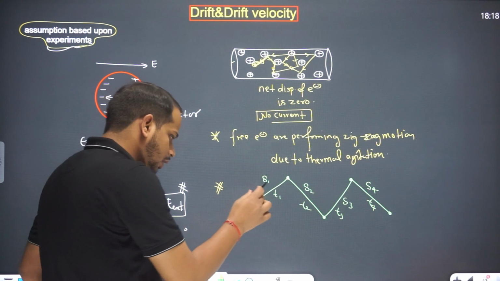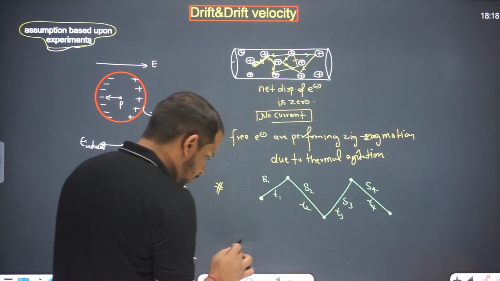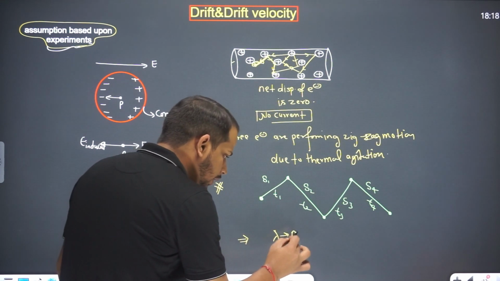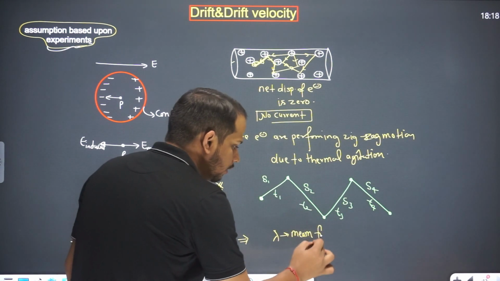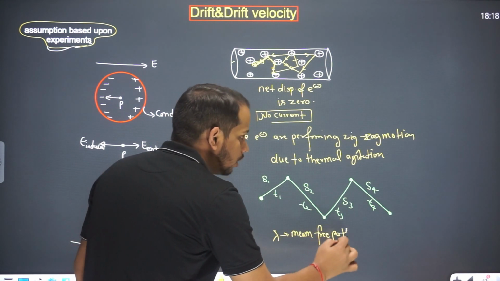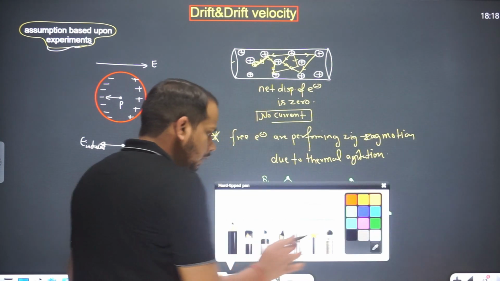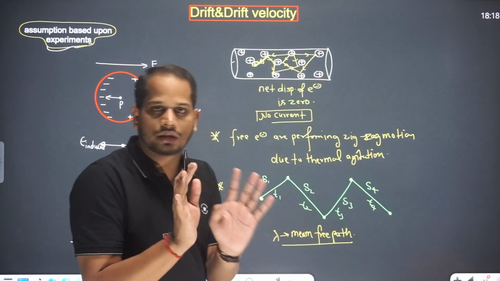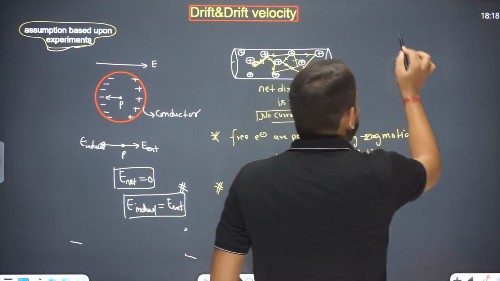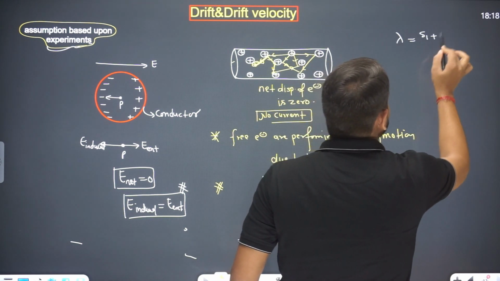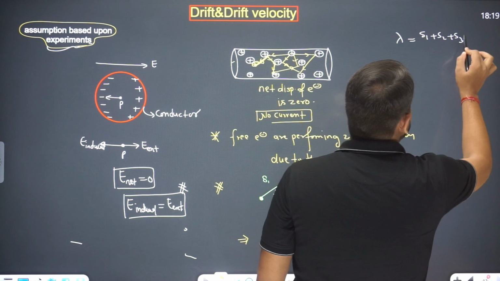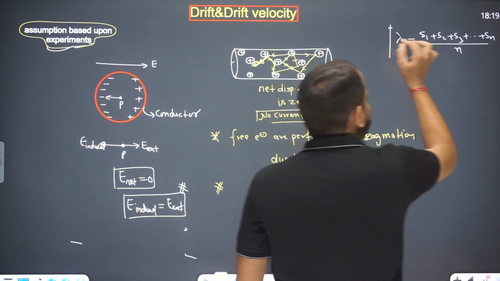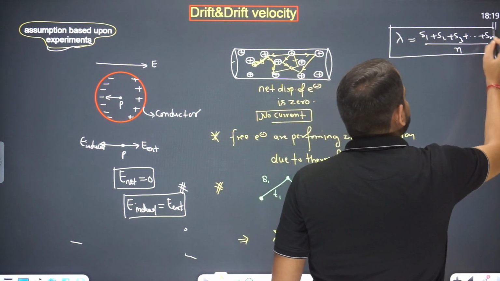So what will we say in this one? Lambda is called the mean free path. What did I say about the mean free path? It's the mean of all the free paths. Simply, you can say it's an average, right? So lambda is equal to the average, which is S1 plus S2 plus S3 plus dot dot dot Sn divided by n. This is lambda, that is called the mean free path.